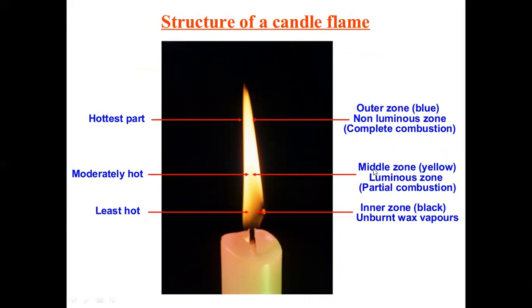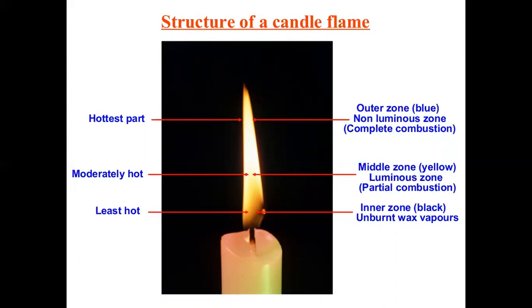Next comes the middle zone. The color of the flame is yellow, and that is known as the luminous zone. In this zone, partial combustion takes place, and it is moderately hot. Moderately means not too less and not too high. The third type of zone is the inner zone. Color is black and it contains unburnt wax vapors. And this one is the least hot zone.